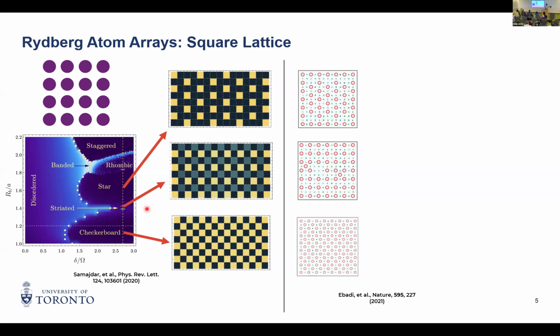Importantly, shortly after this paper came out, there was an experiment done at Harvard where they constructed a 16 by 16 array of atoms and tried to prepare these phases, and they were successful. So in each of these pictures, like I said before, the green dots are ground state atoms and the red circles are Rydberg excitations. And they were able to design adiabatic state preparation protocols to create each of these phases.